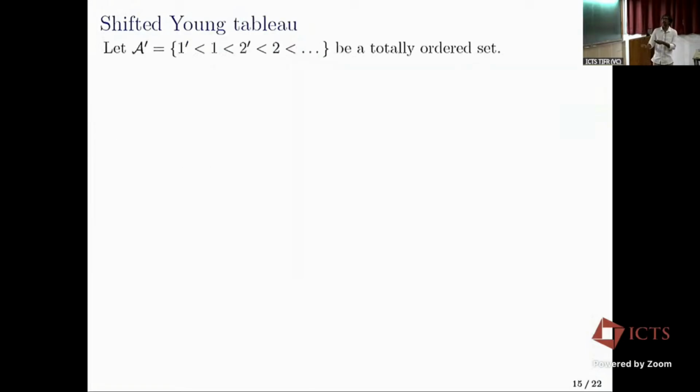Now we will have an analog of Young tableau as well. And this is going to involve two sets of labels: we have natural numbers 1, 2 and so on, and there are the primed letters as well. And the order is 1 prime is less than 1, less than 2 prime, less than 2 and so on.